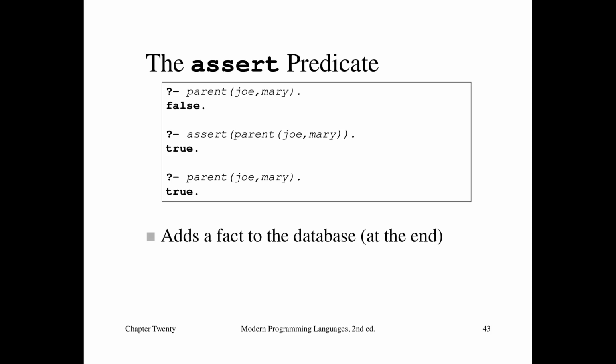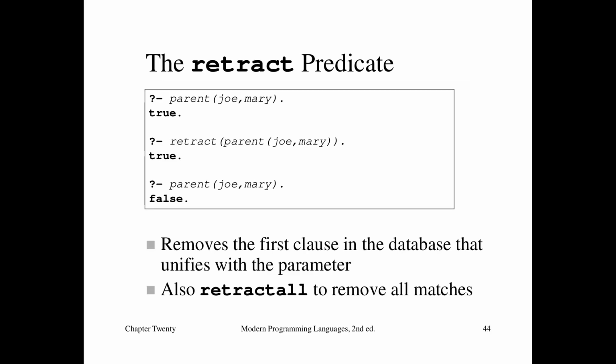Assert is interesting because whatever term you give it, it will add that as a fact to the database. Note, it'll be at the end of the database, which could be interesting to your program and its execution flow. Bear that in mind. There's also the retract predicate. Retract will remove the first clause in the database that unifies with that parameter. There's also retract all, which removes all matches.